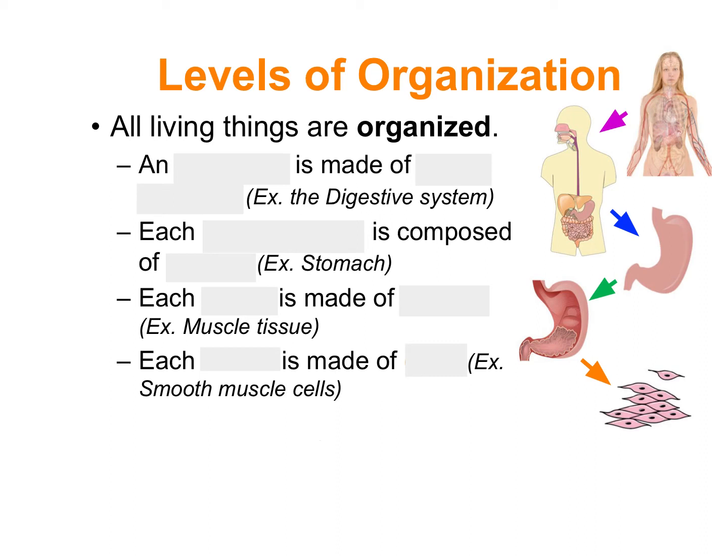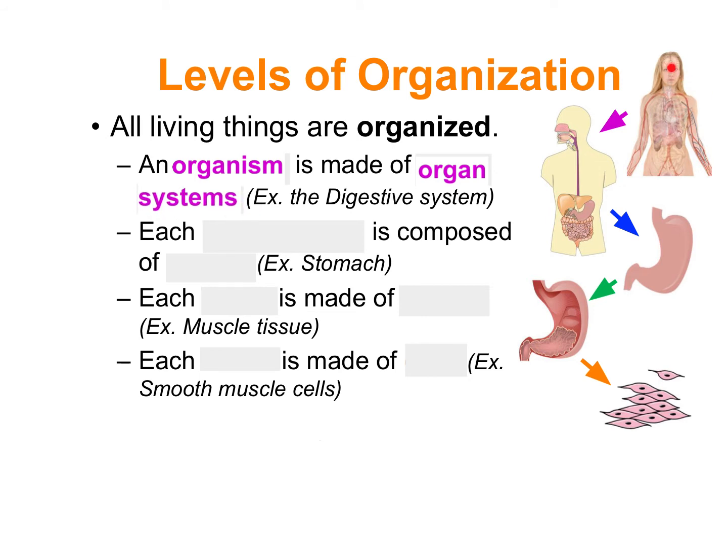Now ready to look at the levels of organization within different living organisms. All living things are organized in some fashion or another. So an organism is made of organ systems. An example of this would be the digestive system.